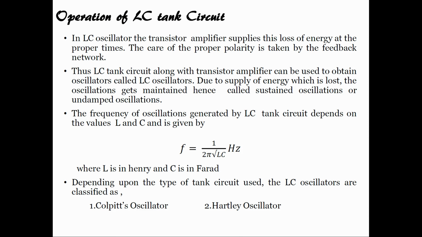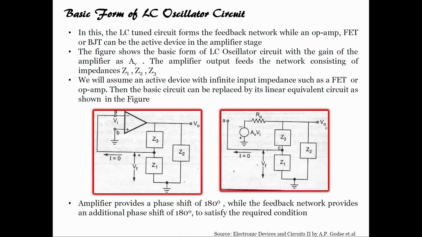Here the frequency of oscillation generated by LC is given by f equals 1 by 2 pi root LC, where L is in Henry and C is in Farad. Depending on the type of tank circuit, the LC oscillators are classified into two categories. One is called Colpitts oscillator, another is called Hartley oscillator. Now, the LC circuit forms a feedback network, while an Opamp or FET or BJT can be the active device.